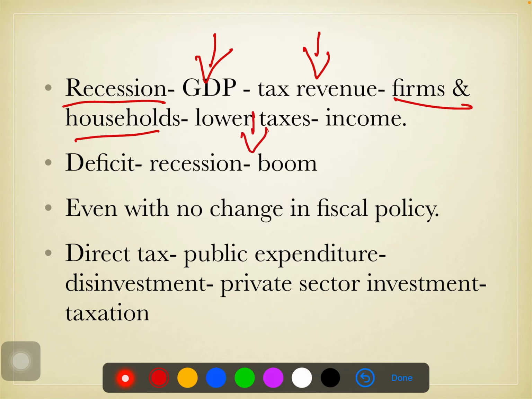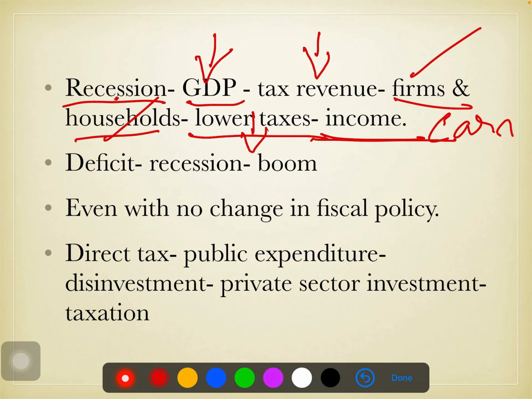Why is it going to decrease? They are going to pay lower taxes because when they are earning less, their income is already less. When their income is less, they're going to pay lower taxes. Who is going to pay the lower taxes? Firms and households. So whenever you have a recession, GDP is going to decrease, tax revenue is going to decrease, and the firms and households are going to pay much lower taxes, just because they're going to earn less.